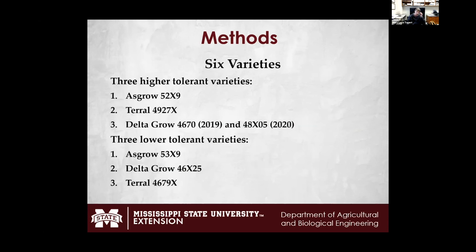So in 2019 and 2020, we had two Asgrow varieties, 52X9 and 53X9, and two Terral varieties. The 4927 was the higher tolerant, and 4679X would have been the lower tolerant variety. Then two Delta Grow varieties. In 2019 and 2020, we did have a different higher tolerant variety. Delta Grow discontinued 4670 after 2019, so we moved to a 48X05 variety for the 2020 growing season.